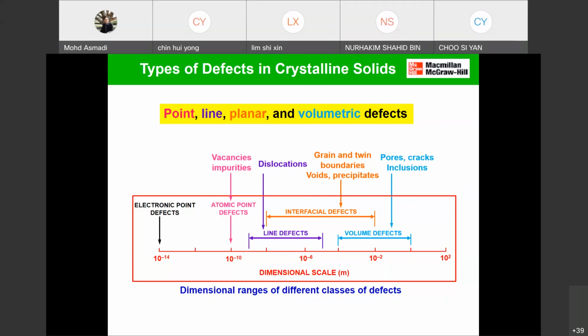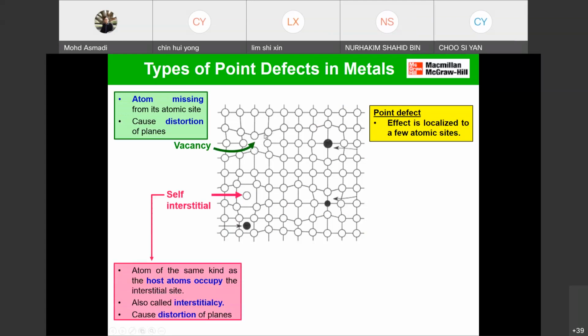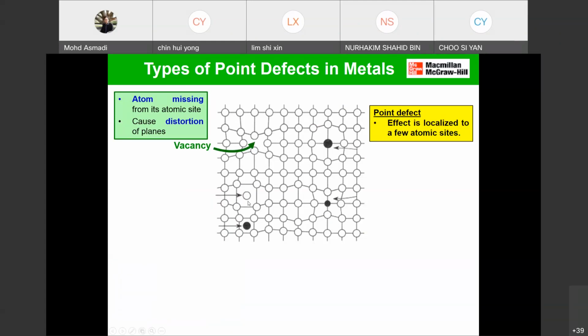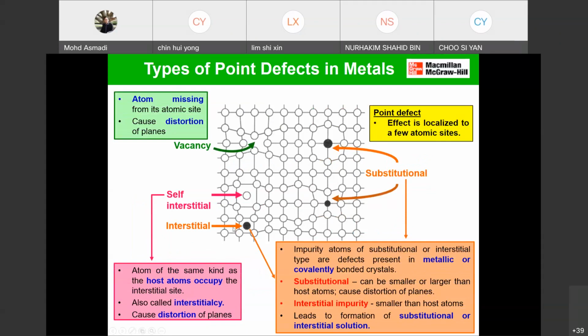For metals, if you look here, how can we distinguish these defects? If an atom is missing, it causes a distortion of the planes. This one is the vacancy, the green color. And then self interstitials. Based on the size, interstitials and interfacial defects are planar defects, meaning 2D, and interstitials also cause distortion. And then substitutionals and interstitials. You already discussed the substitutional and interstitial properties.